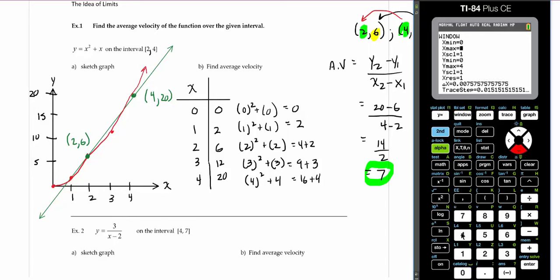I'm going to go 0 to 4, scale of 1. Y, I'm going to go 0 to 20. We can scale that by 5 if we want to. And then we can construct a graph. So that's your quadratic like that then.